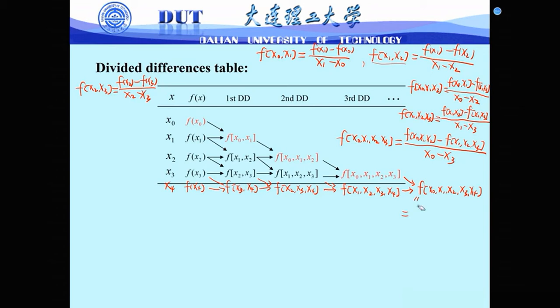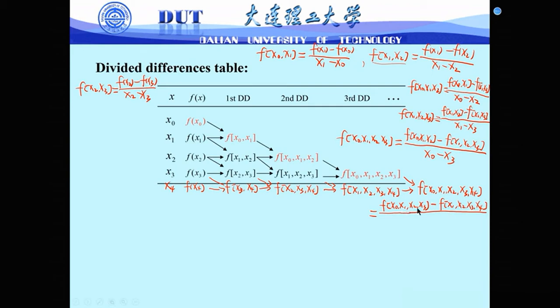It is a ratio, right? Okay, I write here. It is a ratio. So maybe we need right here, because it is f[x0, x1, x2, x3] minus f[x1, x2, x3, x4]. Okay? Now you should understand what the denominator is.